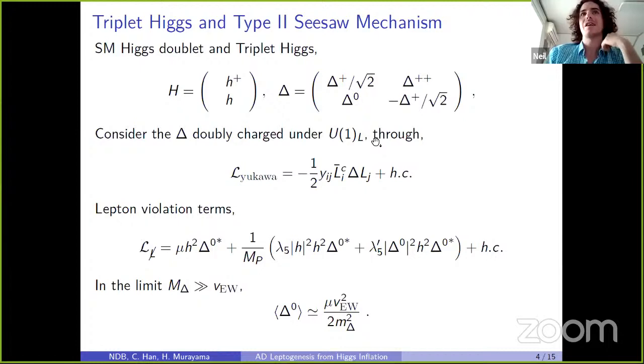Also through this equation, we can then define that the triplet itself is doubly charged under this U(1)_L. So here we have a complex scalar field charged under some U(1) global symmetry, which we'll call lepton number. And then also as a part of this model, you immediately get lepton violating interactions between the triplet and the standard model Higgs. Here I've just written in the unitary gauge with the neutral components, but we have this cubic type term with this dimensionful mu coupling, which violates lepton number.